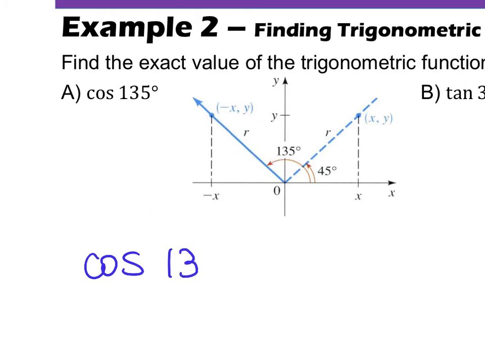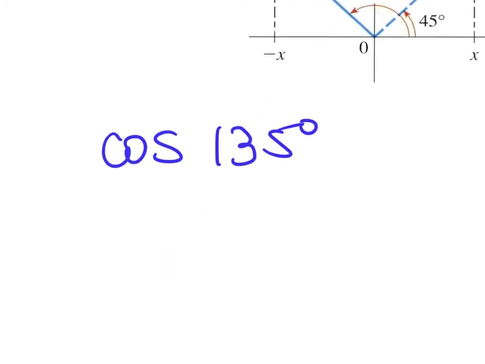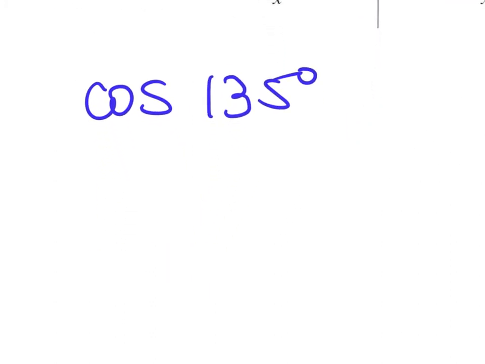If it says find the exact value of the trig functions, I want to know cosine 135. Don't even look at that picture. There's a lot of information here just by telling you the angle. First of all, cosine. With our trig functions, cosine is what over what? I want you to use X, Y, and R. Cosine is X over R. We've got to remember that.